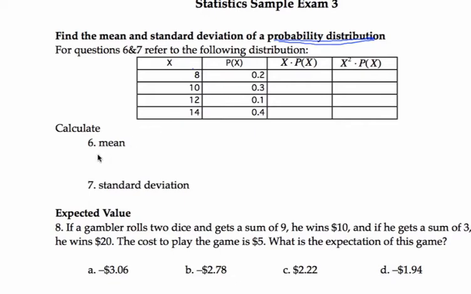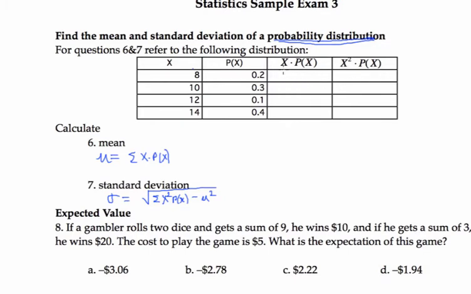To find the mean, I go to my formula sheet and I look up the mean of a probability distribution. It'll tell me that the mean is the sum of the xP(x) column. I look up the standard deviation of a probability distribution, and it will tell me this: square root of the sum of x squared P(x) minus mu squared. So then I go back up. I need the xP(x) column and the x squared P(x) column.